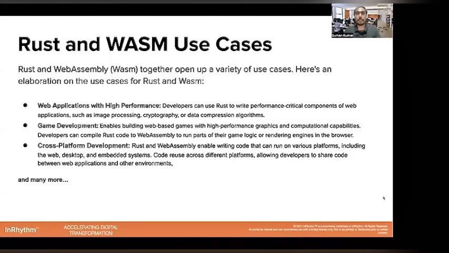There are plenty of Rust and WASM use cases, but some of the trending use cases are web applications to boost the performance of the web, game development on the website, and cross-platform app development for web, desktop, and embedded systems.